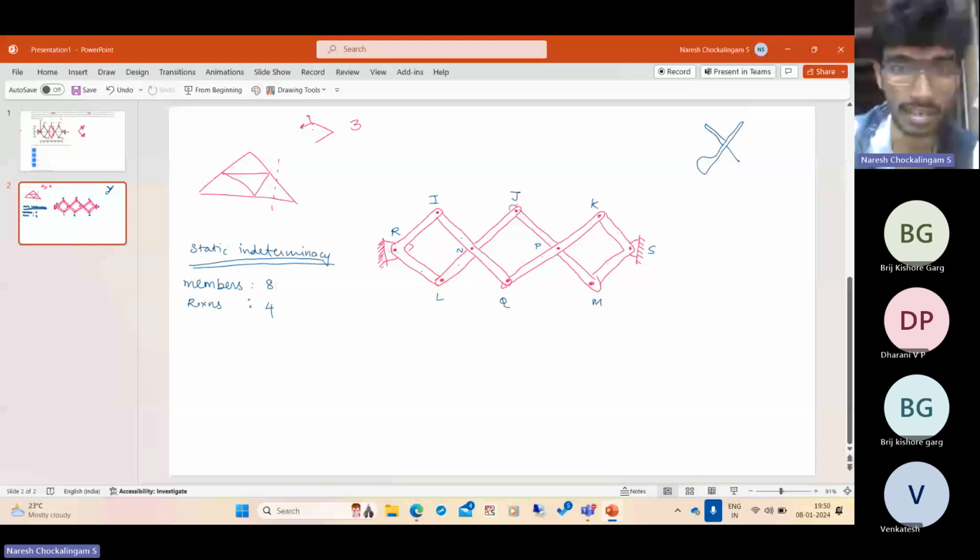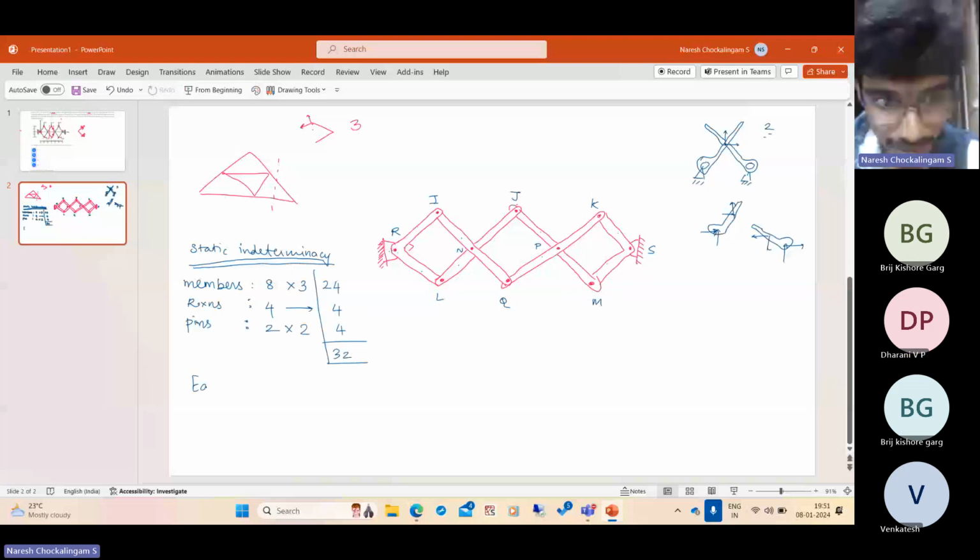steps. And how many equations of equilibrium do we have? For every member, we can write 3 equations, right? You can draw the free body diagram. So for each member, you have 3 equilibrium equations. That is fine. So 24.